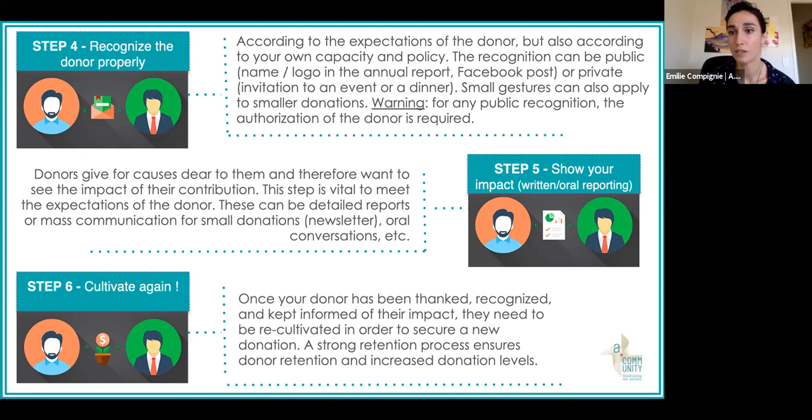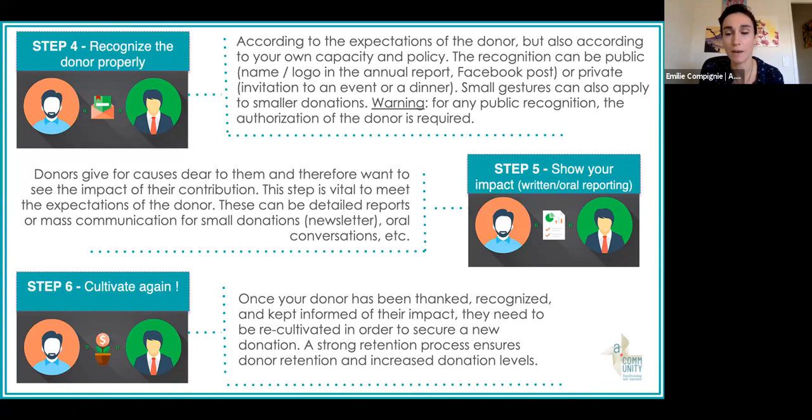The fifth step is to show your impact. Whether it's written or oral, it's about reporting. Donors will give because you've managed to convince them, so they want to see the impact of their contribution. It can be in reports, it can be mass communication, like a newsletter for your small donors, or it could be an oral conversation. You can invite them for a quick breakfast meeting where we'll update you about the project and so on. This is really up to you and depends on your resources as well.